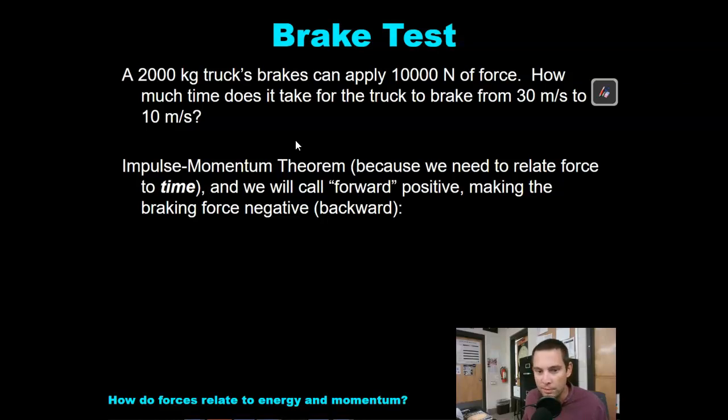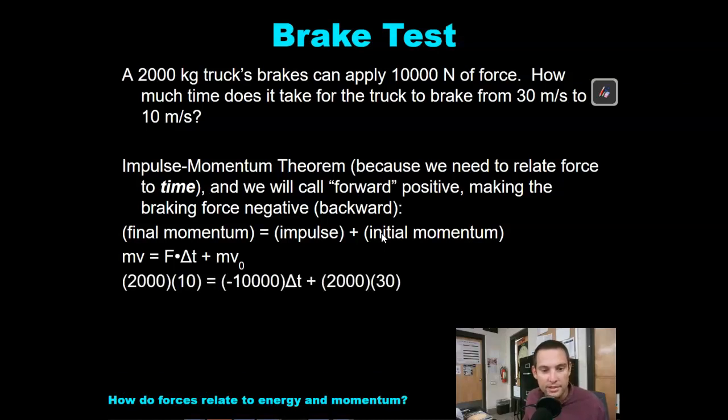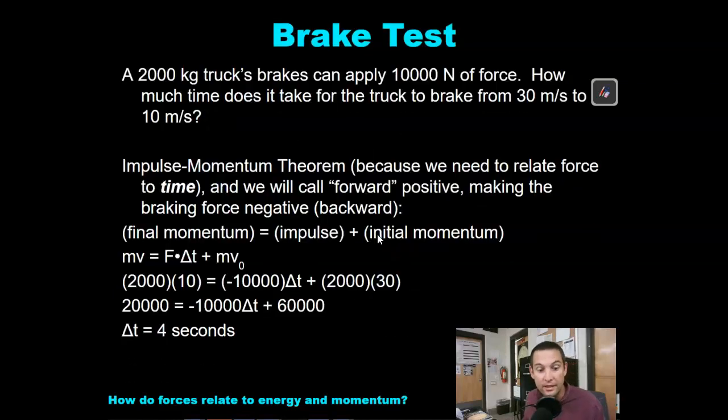We're going to call forward positive, making the braking force negative. Final momentum equals impulse plus the initial momentum: mv equals F delta t plus mv naught. And then just plugging in and solving for t. And that's it. That's all we've got. Not too bad, I don't think. Make sure you're doing practice problems. I can't stress this enough. Do the practice problems.